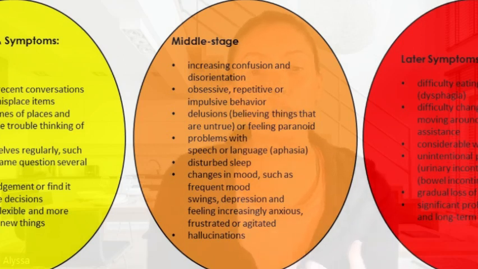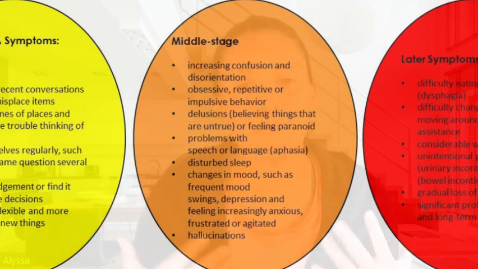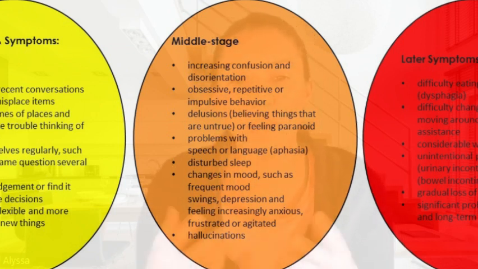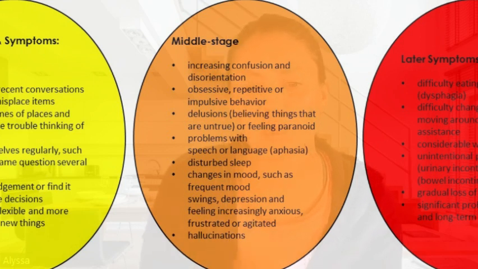Now, the middle stage. Once the patients hit the middle stage, you'll start noticing signs and symptoms such as increased confusion or disorientation. They may become obsessive, repetitive, or even have impulsive behavior. They may have delusions, so believing things that are untrue, or feel paranoid. They may have problems with speech or language, so they may just not speak. They may have disturbed sleep or mood changes, so frequent mood swings, depression, or even feeling more anxious, frustrated, or even agitated. And they may even experience hallucinations.